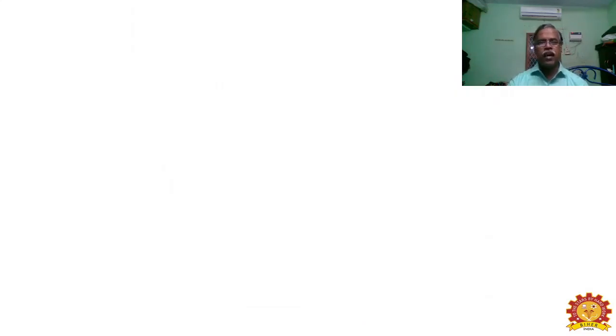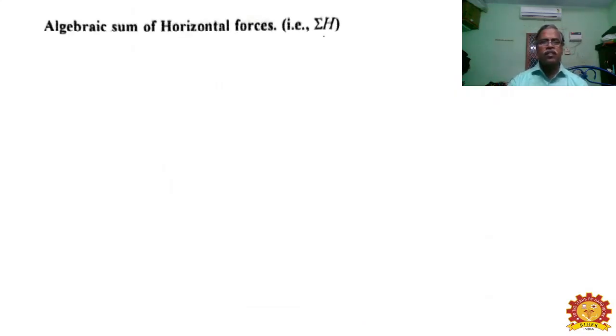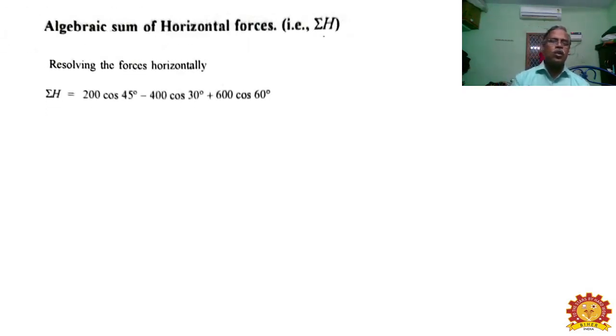Now let us go for sigma H. If you take the algebraic sum of horizontal forces, resolving forces horizontally, sigma H is equal to all the cos values. You can just use your calculator and find out the value of 200 cos 45 minus 400 cos 30 plus 600 cos 30.